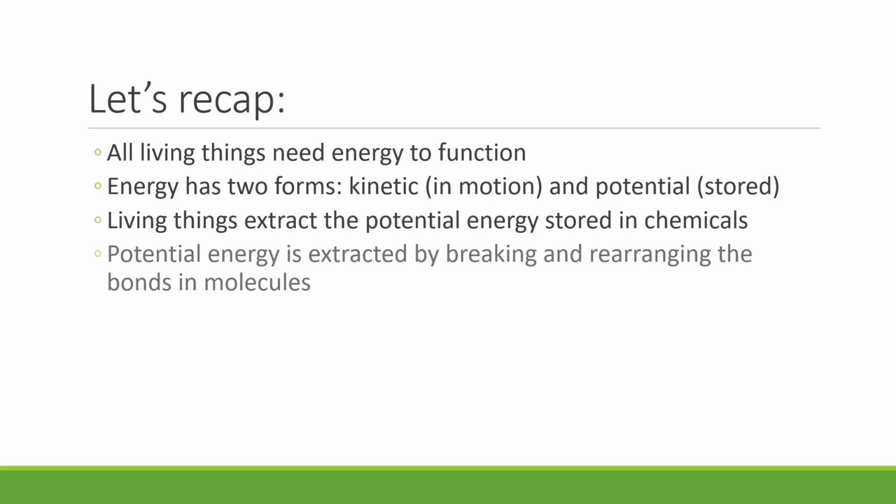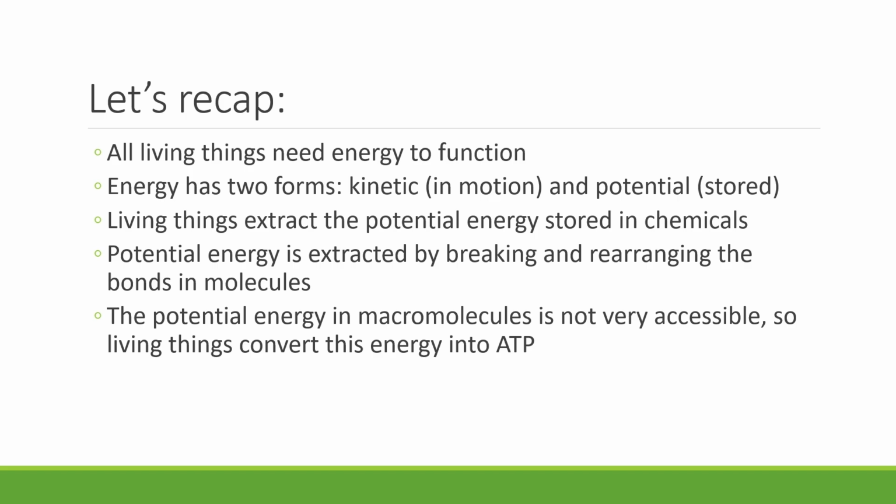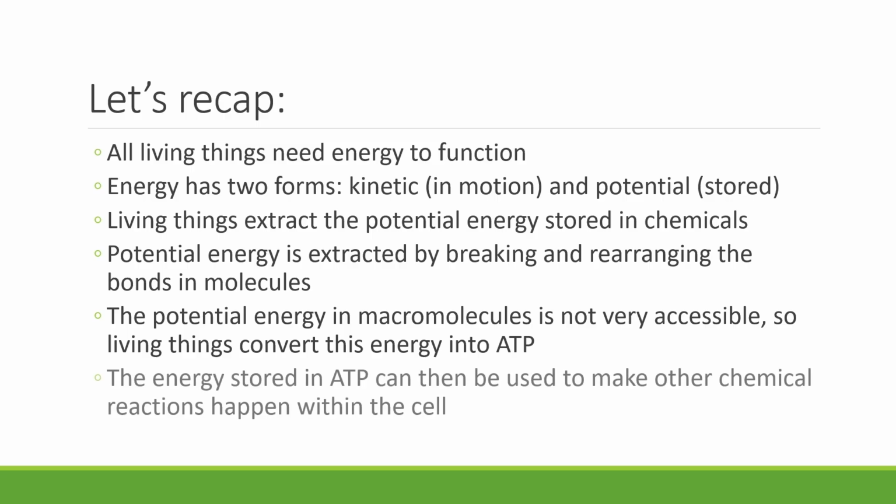How they do this is by performing chemical reactions that break and rearrange the bonds in molecules in order to get at the electrons, which is where the energy is actually coming from. And it's important for living things to be able to shuffle these bonds around, because the potential energy found in macromolecules like carbohydrates and fats is not very accessible. So they have to take that energy and move it into a different storage unit called ATP, which is the cell's main energy currency. And when stored in the form of ATP, the energy can then be used to make other chemical reactions happen within the cell.